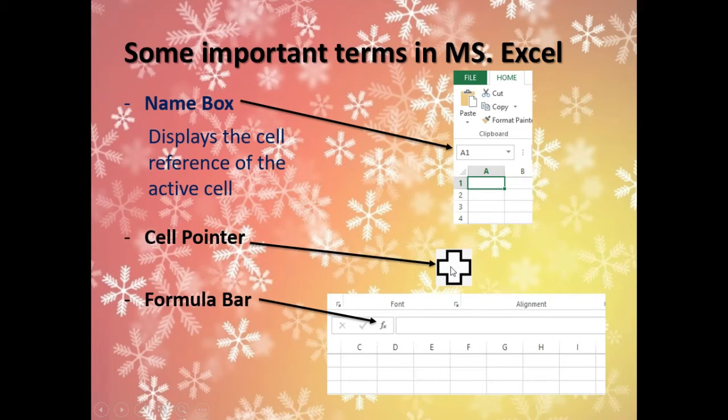Cell pointer itu adalah seperti ini, kid. Ya, mouse pointer kita di dalam Microsoft Excel seperti ini. Formula bar, ya, you can see here. Ini ada fx dan ini ada bar. Ini adalah namanya formula bar. When you want to type the formula, you can type here, kid. Atau ya, kamu bisa melihat formula juga di sini, ya, kid. Formula bar.